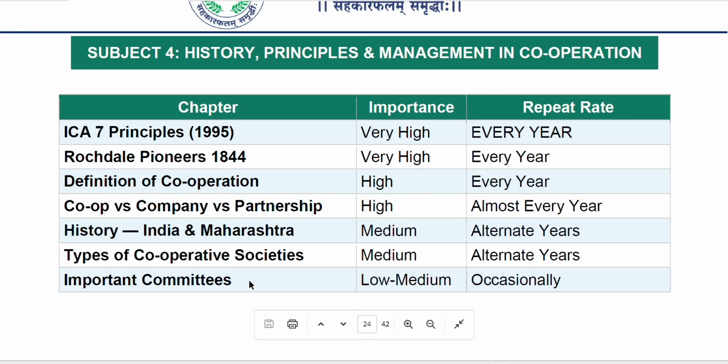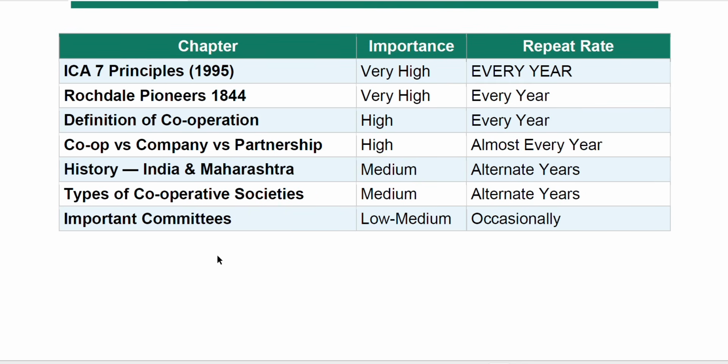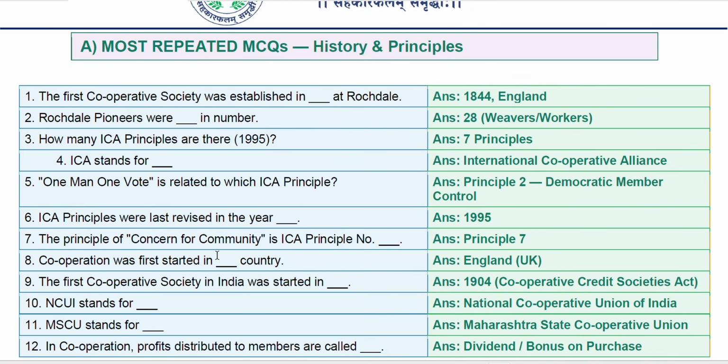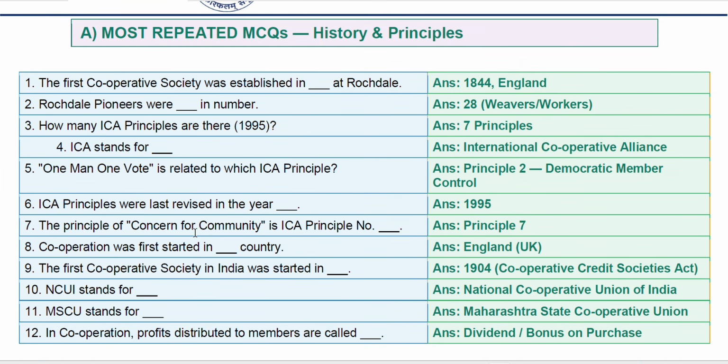So what are the important committees? There are two important committees. One is McLagan Committee and another one is Gorwala Committee. So these are the most important committees in the history of cooperation, we can say. Most repeated MCQ questions in history and principle.